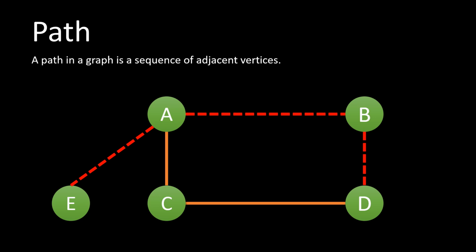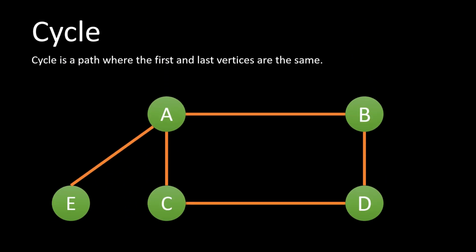Now how about finding a path from A to A? Well, do you think it is possible that the path exists? Here we come across cycle. As we see, A is connected to B, which is connected to D, which is connected to C, and it is again connected to A. So the path from A to A is possible, and the same is the definition of a cycle. A cycle is a path where the first and the last vertices are the same.